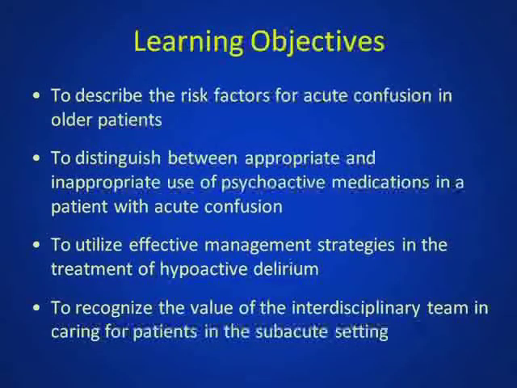The learning objectives for today are to describe the risk factors for acute confusion in older patients, to distinguish between appropriate and inappropriate use of psychoactive medications in a patient with acute confusion, to utilize effective management strategies in the treatment of hypoactive delirium, and to recognize the value of the interdisciplinary team in caring for patients in the subacute setting.